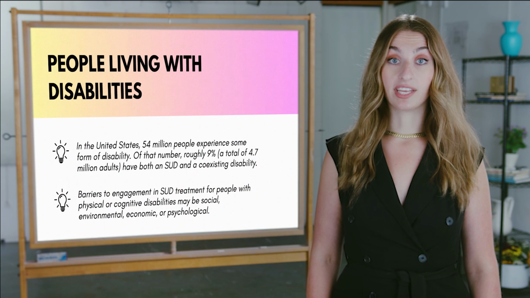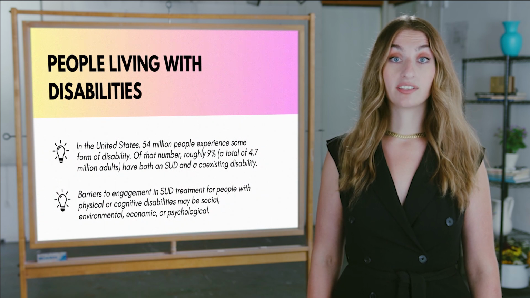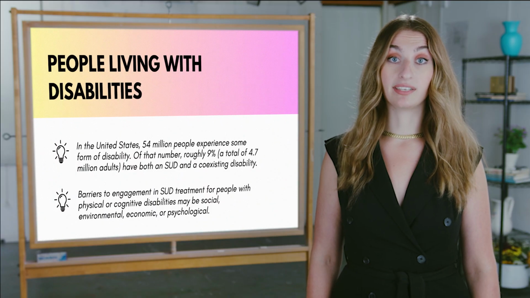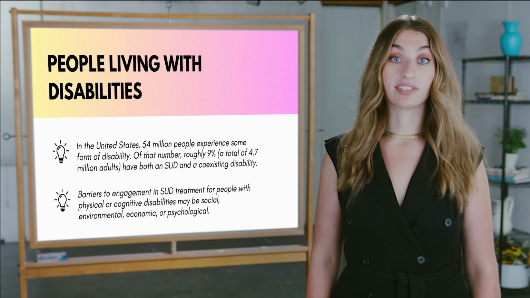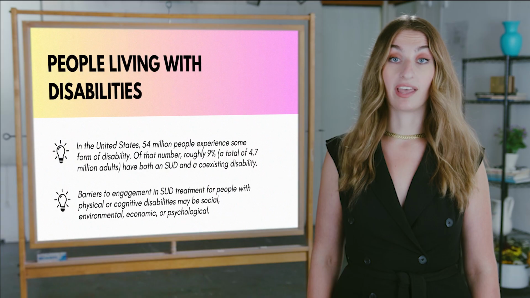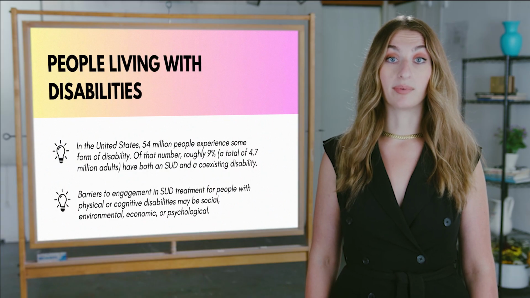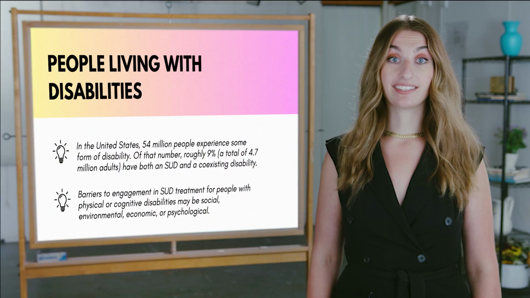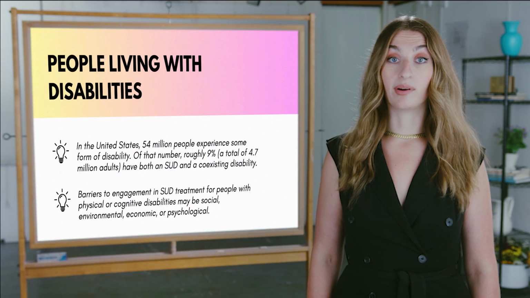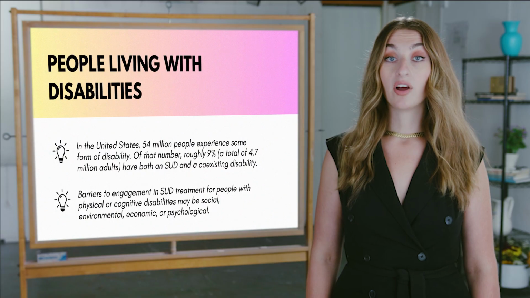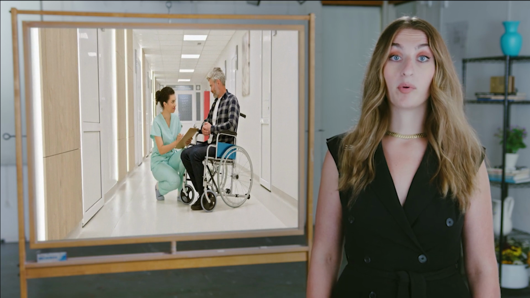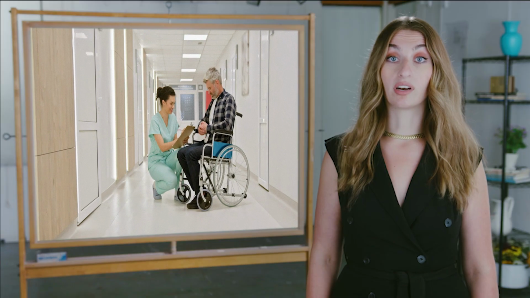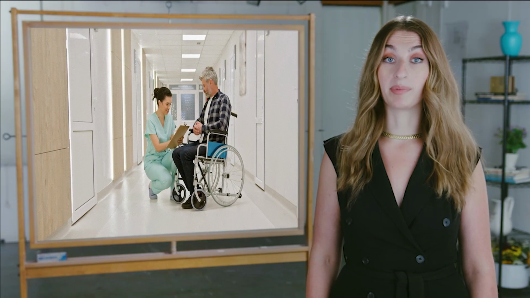People living with disabilities. For the purpose of this training video, disabilities refers to those with physical, developmental, intellectual impairments, as well as the deaf, hard of hearing, and blind communities. For a more in-depth understanding of how these specific communities are impacted by health disparities, please refer to the Curriculum Guidebook. In the United States, 54 million people experience some form of a disability. Of that number, roughly 9%, a total of 4.7 million adults, have both a substance use disorder and a coexisting disability. People with physical disabilities experience substance use disorder at 2 to 4 times the rate of the general population.